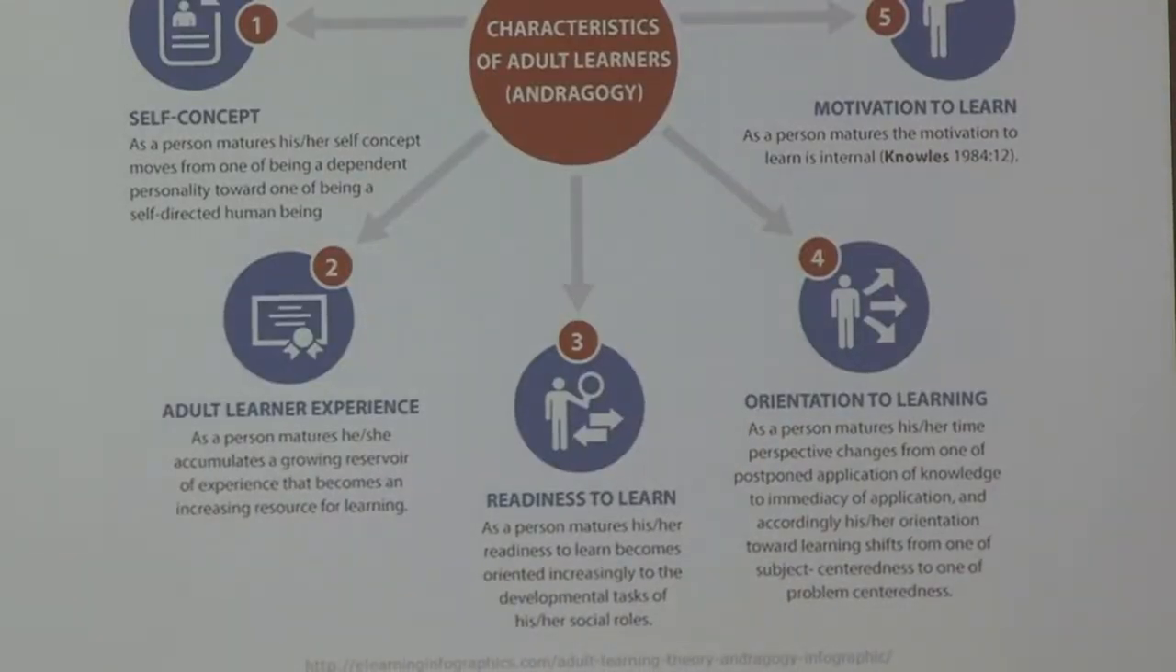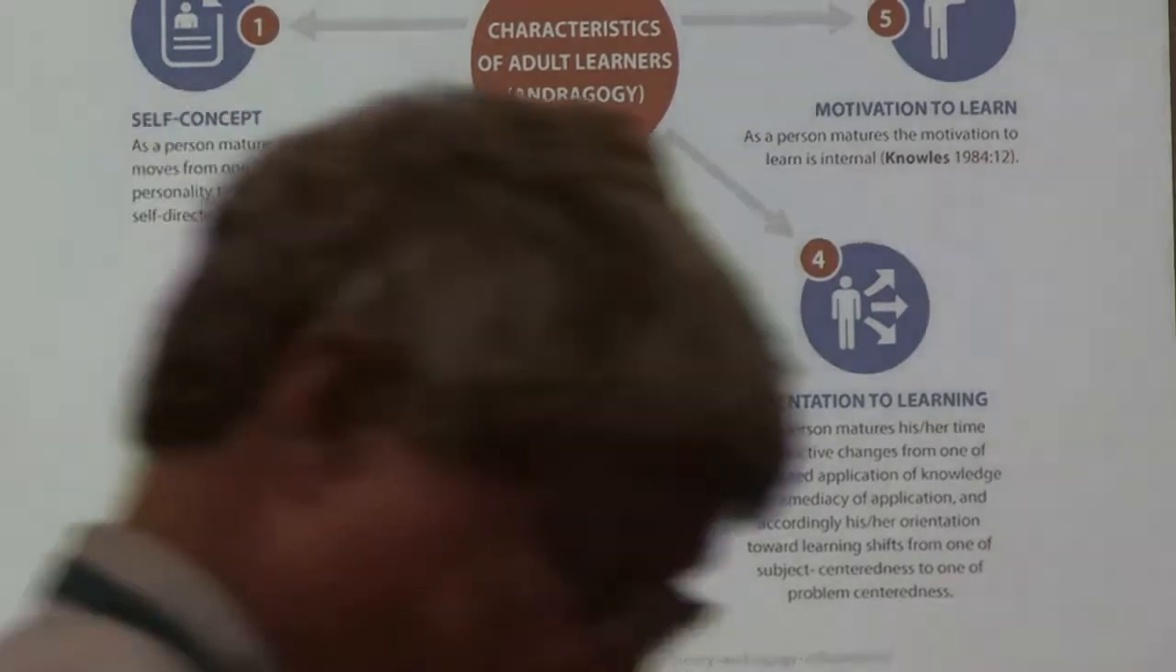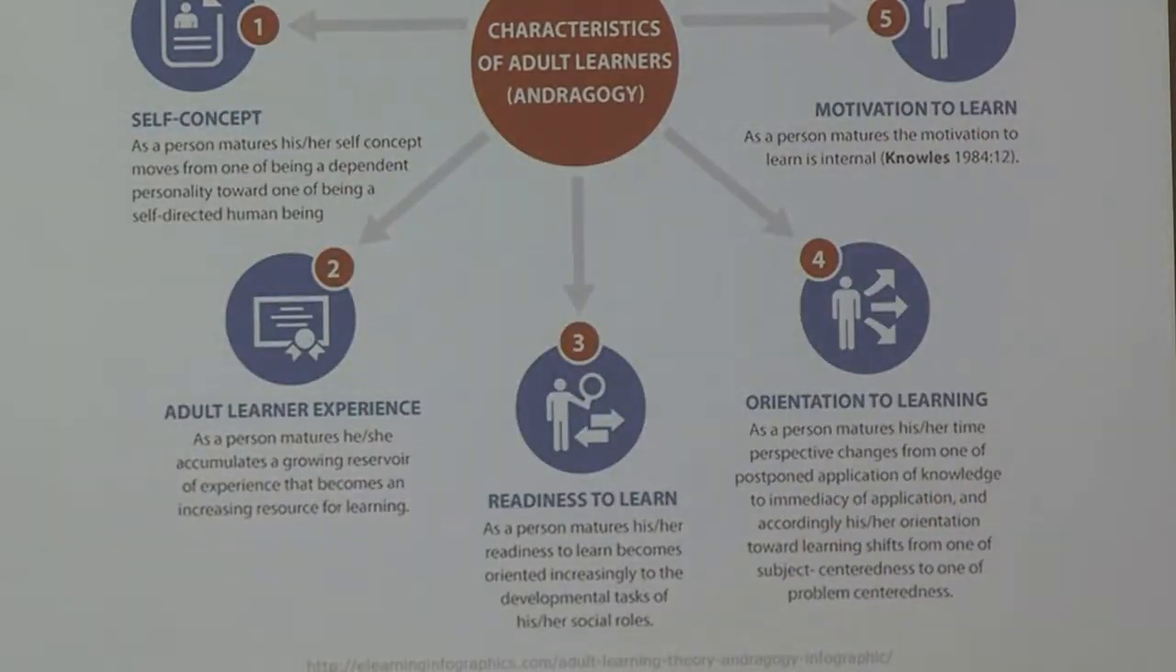This is Knowles, and he is like the father of andragogy. He originally came up with four, and then he added a fifth assumption about adult learners. So the first is that they have a self-concept. As we grow, we begin to understand what we are like, and we move from being dependent on others to being independent as a human being.